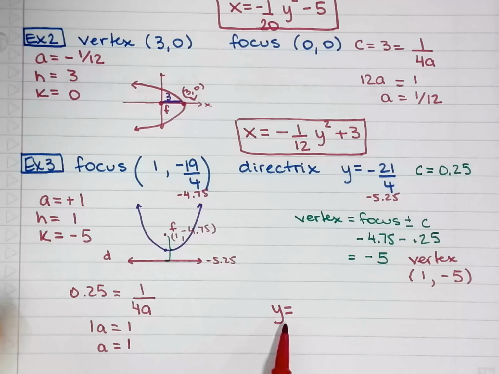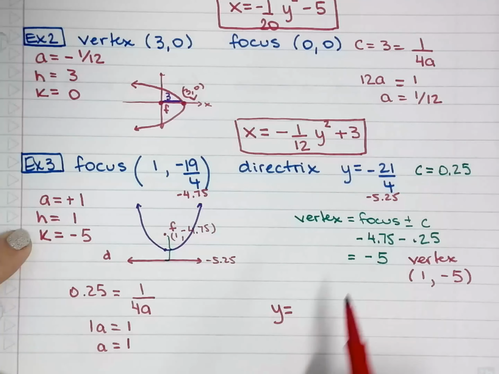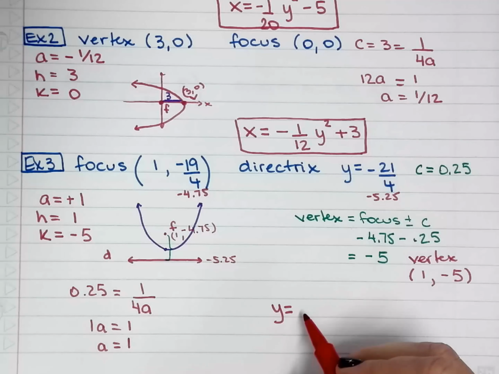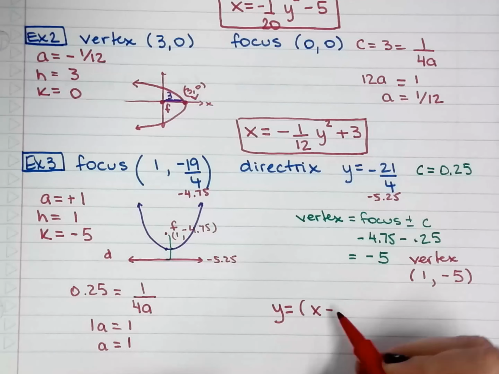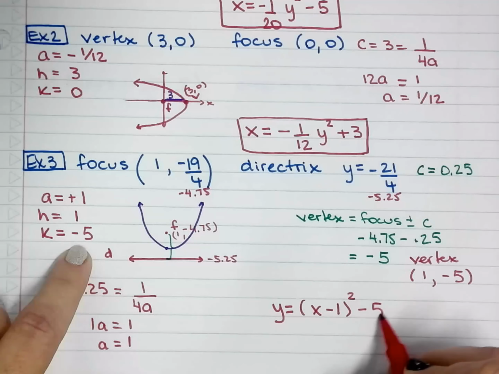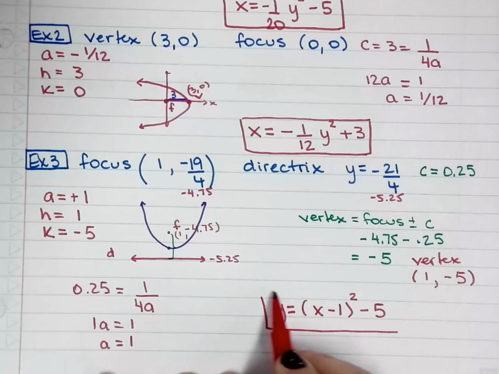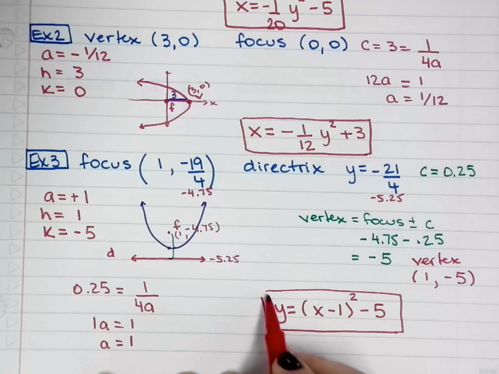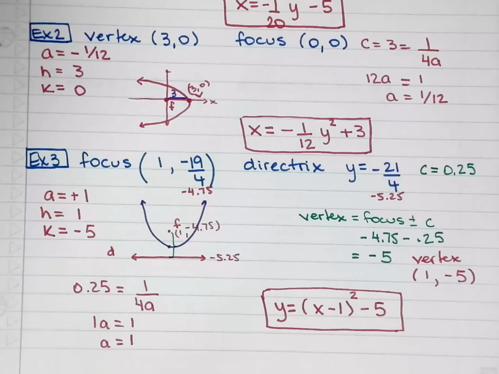Okay, so I have everything I need to write my formula, my equation of the parabola. So y equals A is 1, so (x minus h) squared plus k. A lot more thinking than doing.